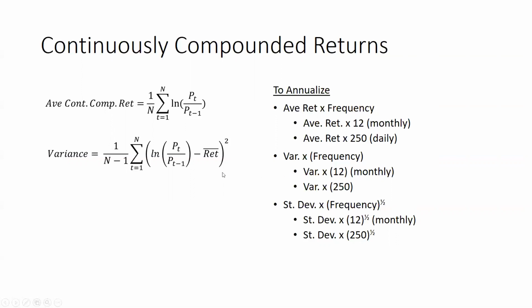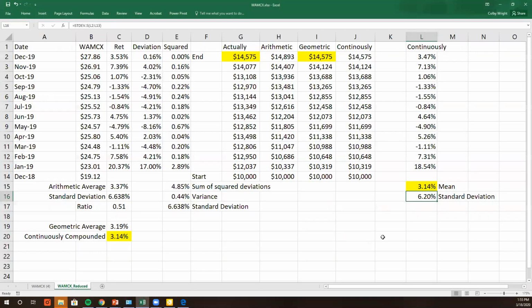For variance, it's the same thing. If you have the continuously compounded variance for monthly returns, multiply by 12 and you've annualized. If it's daily variance, multiply by 250 and you've annualized. If you have standard deviation of monthly returns, continuously compounded monthly returns, multiply by the square root of 12 and you've annualized. If you have daily continuously compounded standard deviation, multiply by the square root of 250 and you've annualized. This is so simple, so simple.